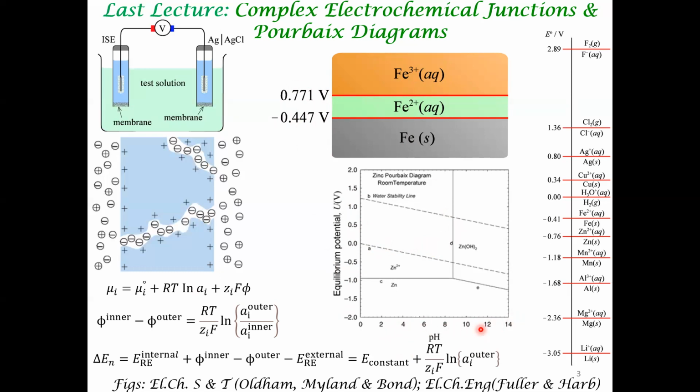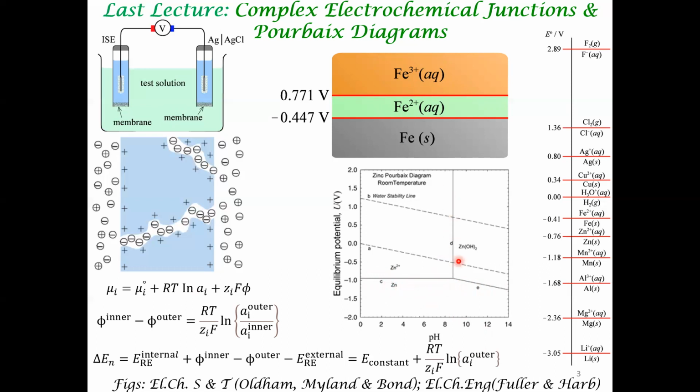So there are three distinct lines. One is a horizontal line, a vertical line, and a line which is neither horizontal nor vertical. The horizontal line tells you the transition involving only electron transfer. In this case, for example, this boundary gives me the equilibrium between Zn2+ plus 2 electrons in equilibrium with Zn.